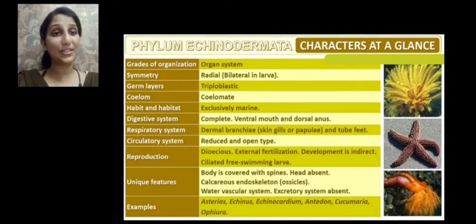Head is absent, and the body is covered with spines, and water vascular system is present, which helps in feeding, capturing of food, locomotion, respiration, and excretion. Examples are the starfish, echinus, etc.